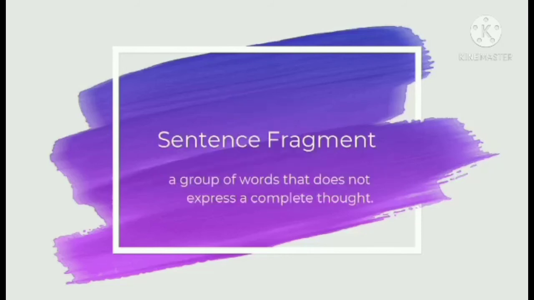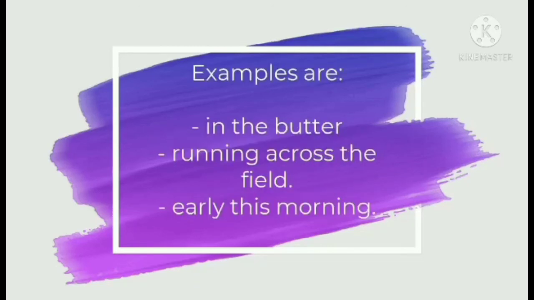Last one is the sentence fragment. So the sentence fragment is a group of words that does not express a complete thought. So without a complete thought, a phrase is considered a sentence fragment even if it contains both a subject and a verb. So when a full thought is not expressed, it means that you have a sentence fragment. Examples are in the butter, running across the field, and early this morning.